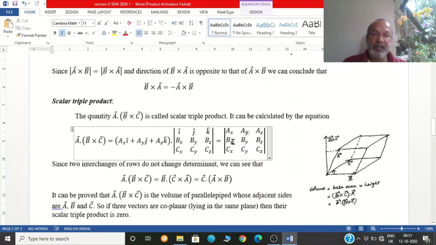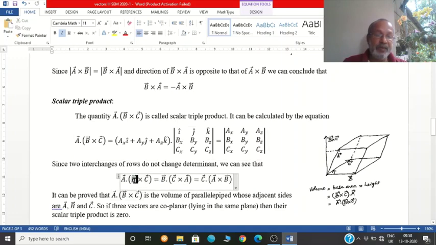Suppose I am changing the second row and third row, then C will come in the second row and B will go to the third row. If we again change the first row and second row, C will come here and A will go to the second row. So C is in the first row, so that is equal to C dot A cross B. Similarly, you can prove that B dot C cross A is also equal to A dot B cross C. So if you make cyclic changes in the dot and cross, then you will get the same result, that is A dot B cross C.